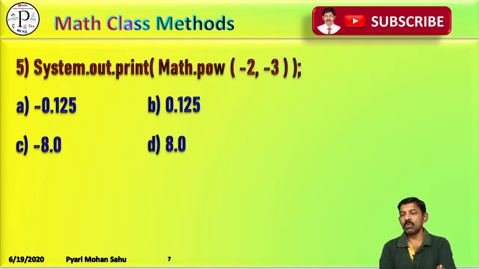Can you explain how? Yes, excellent. 1 by minus 8.0. So the result is minus. Fine, good. Swagat also said A.